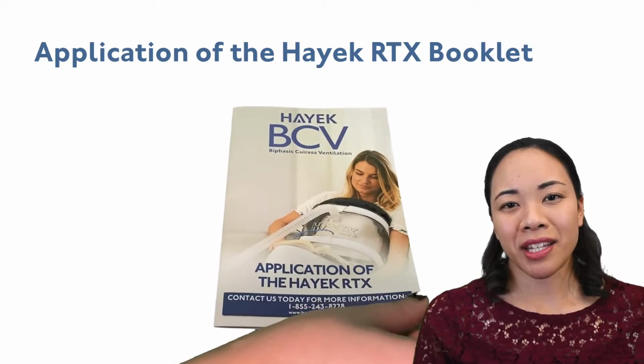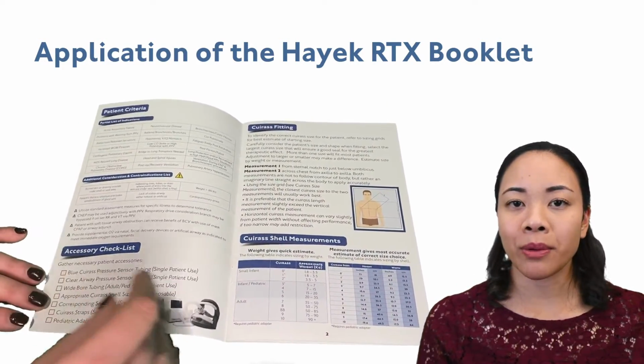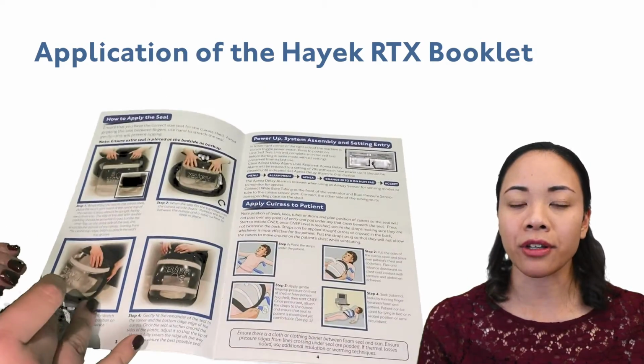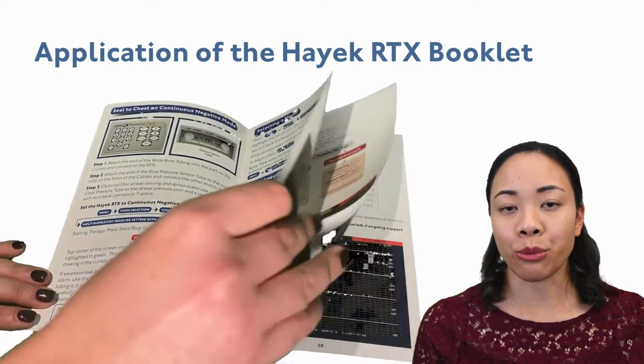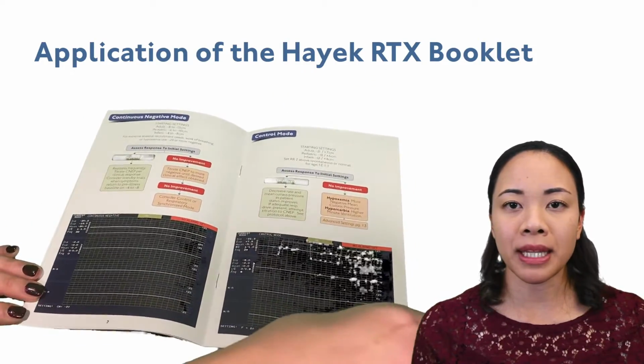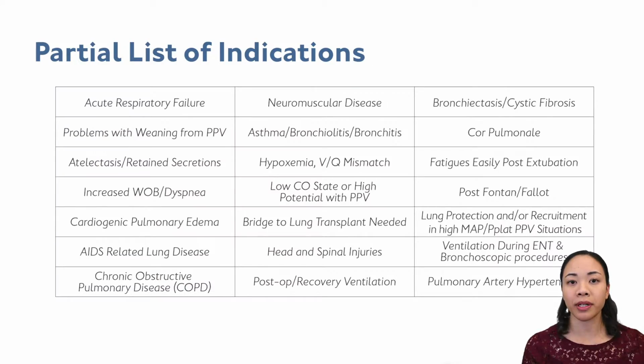Our next objective is the practical application of biphasic Cuirass ventilation. We will be referencing the training tool entitled Application of the Hayek RTX. Majority of our discussion will be based on this booklet, so I've copied the link available to download in the chat box. On page 1, you will see at the top the partial list of indications, which include acute respiratory failure, neuromuscular disease processes, bronchiectasis, cystic fibrosis, asthma, atelectasis, and many more.